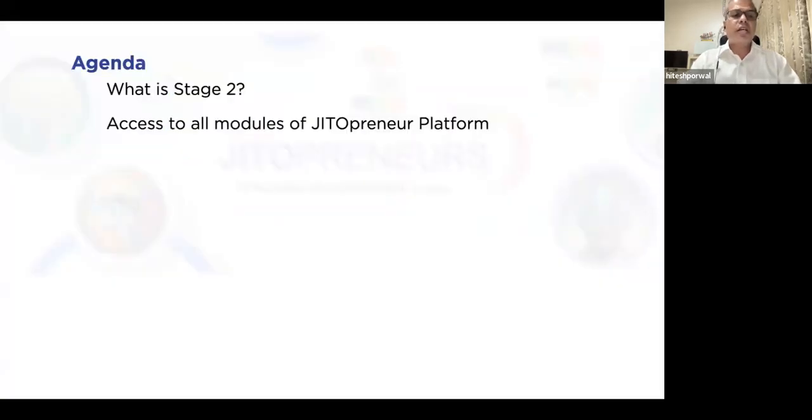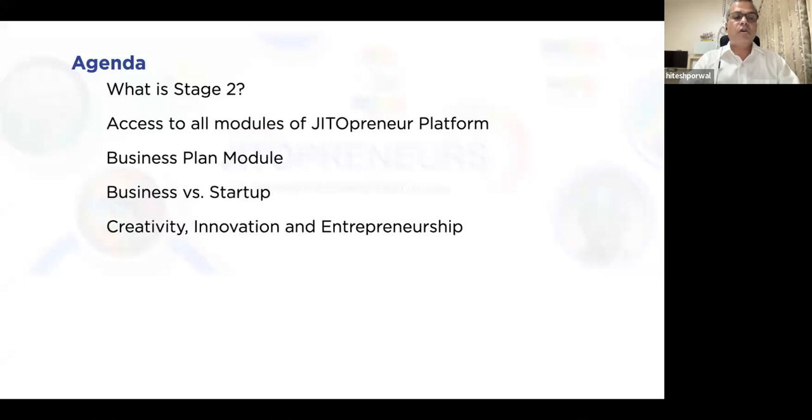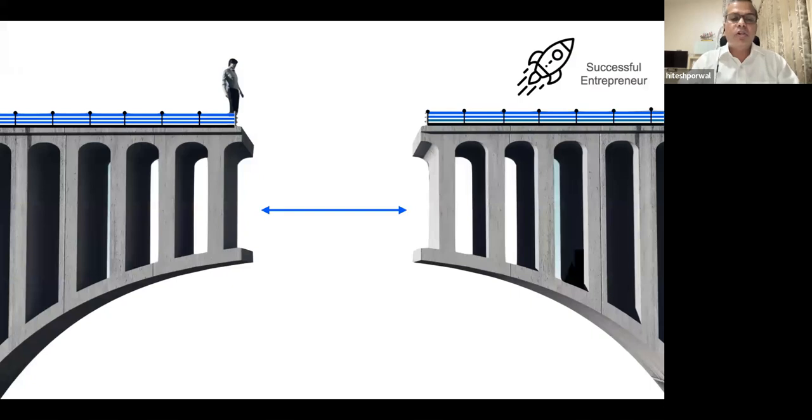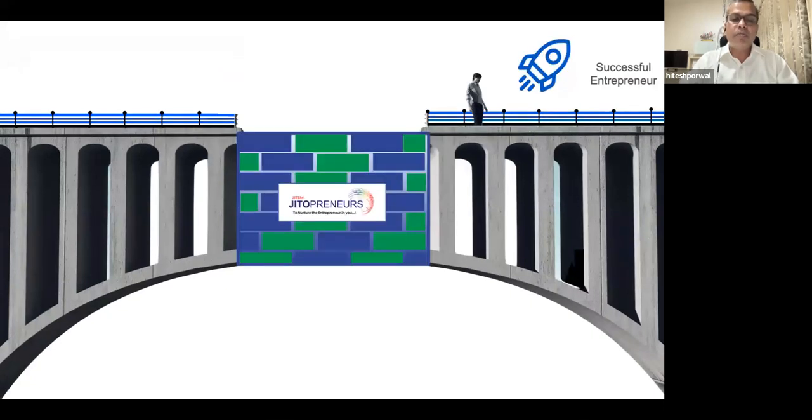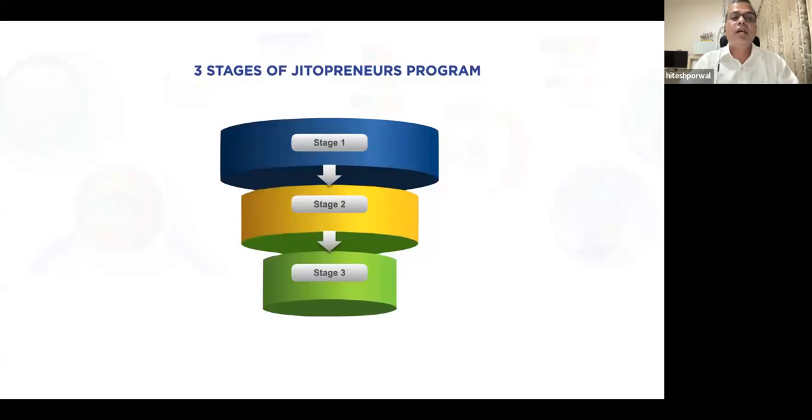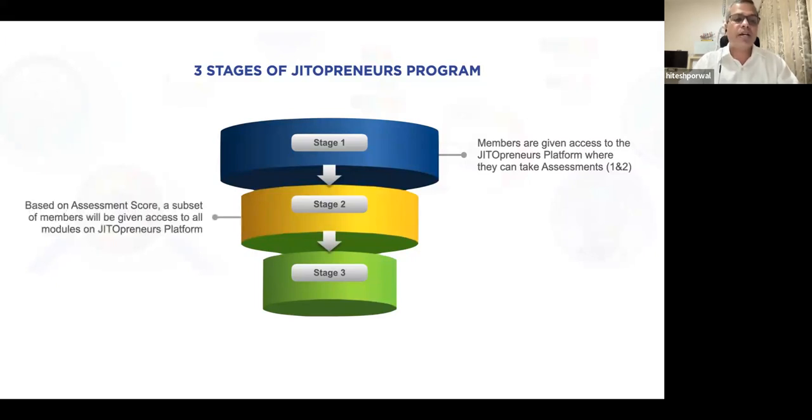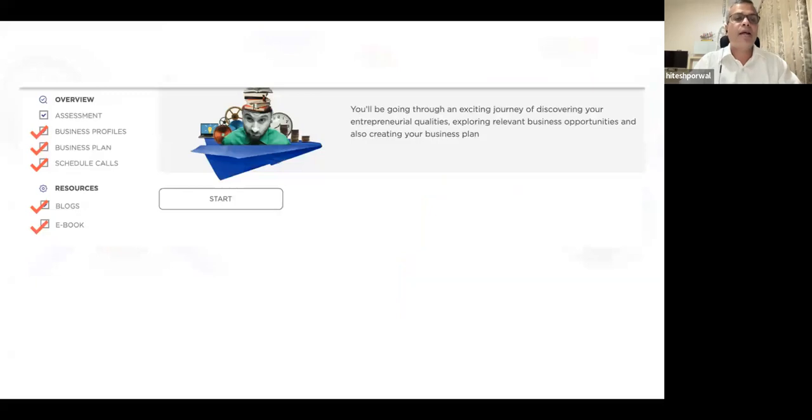So we covered what is stage 2, access to all the modules, business plan module, business as a startup, right? All this we covered. Becoming an entrepreneur is not easy, but JITOpreneur is trying to help you become that. What are we? JITOpreneur is a pre-incubation technology platform exclusively for 358 of you for now. There are 3 stages. First stage, आप सबने clear कर लिया था, whereby you registered and you cleared the assessment. So now you get access to all the platform, all the modules on the platform, which I showed to you. I'll share it very quickly as well. These are the modules which are now activated for all of you.